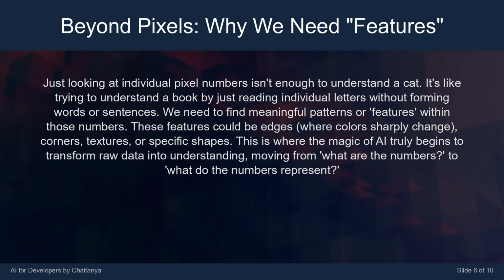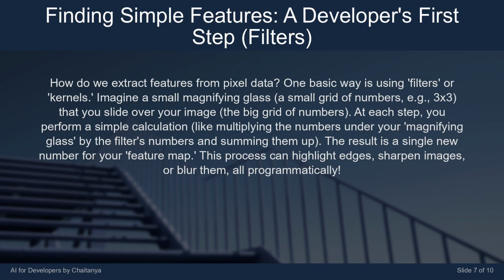Just looking at individual pixel numbers isn't enough to understand a cat. It's like trying to understand a book by just reading individual letters without forming words or sentences. We need to find meaningful patterns or features within those numbers. These features could be edges, where colors sharply change, corners, textures, or specific shapes. This is where the magic of AI truly begins to transform raw data into understanding. Moving from, what are the numbers? To what do the numbers represent? How do we extract features from pixel data?